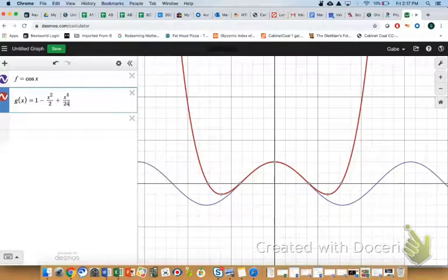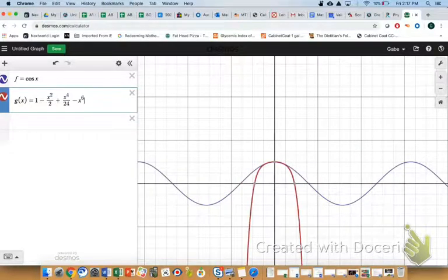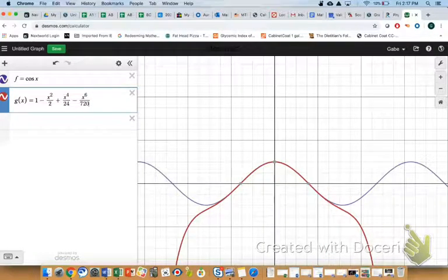And then the next one would be minus x to the 6th over 6 factorial, which is 720. You can see how we're getting better and better. And of course, the end behavior is going to go from down to up, down to up, down to up, like that. We'll just keep widening out that interval of convergence.